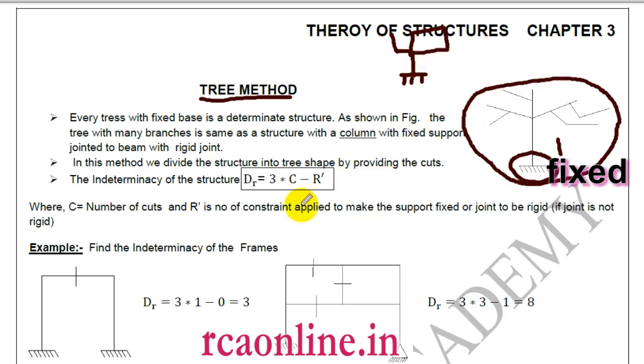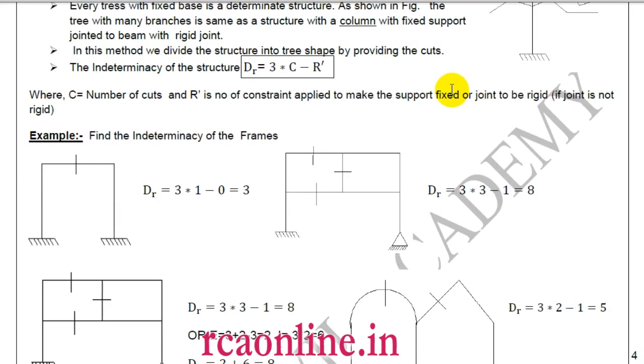Now let us see. I have one structure, this one. If I try to solve it by our conventional method, then what will I get? I will get 3 here, 3 here, 6, and then no closed loop, only u equals 3. So 6 minus 3 is 3. Now if I don't want to do this calculation, then I can do it directly by the tree method.